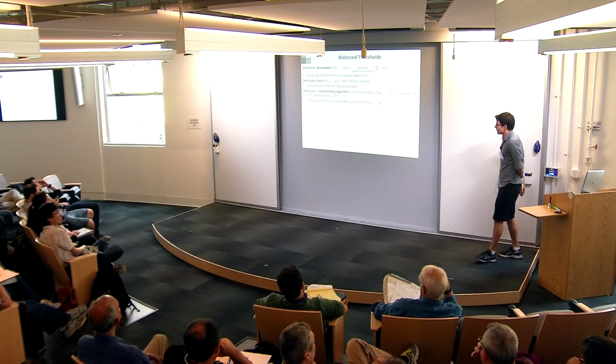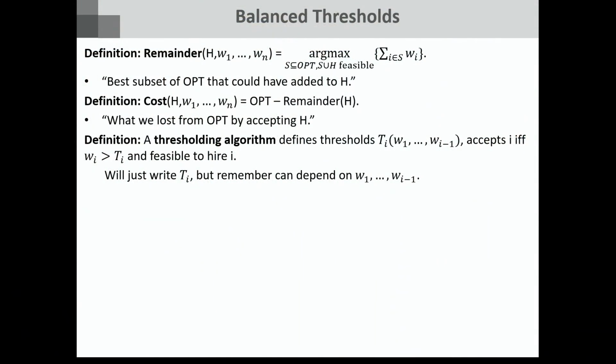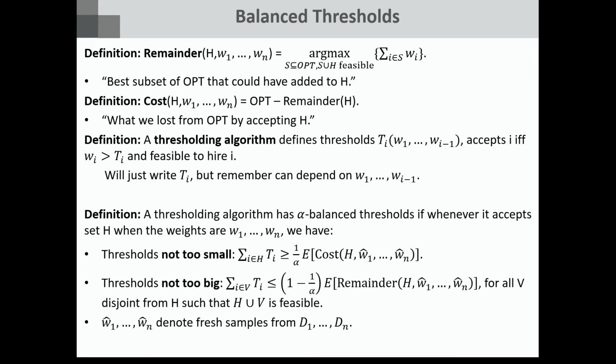Okay, so the last one. Let me just formally define what a thresholding algorithm is. It defines a threshold for every element i, and maybe these thresholds depend on the weights of the previous elements. We haven't seen examples of this yet, but if you're running an algorithm, you could set a higher or lower threshold for element i depending on the weights you saw so far. I'm not going to write this the whole time, but just remember that thresholds can depend on earlier elements.